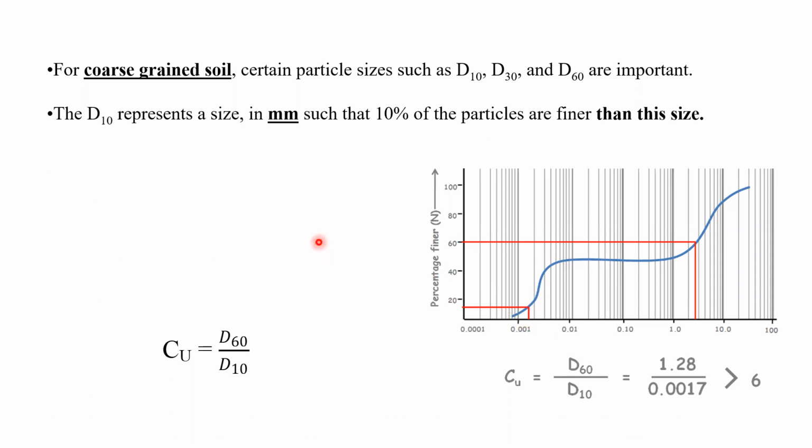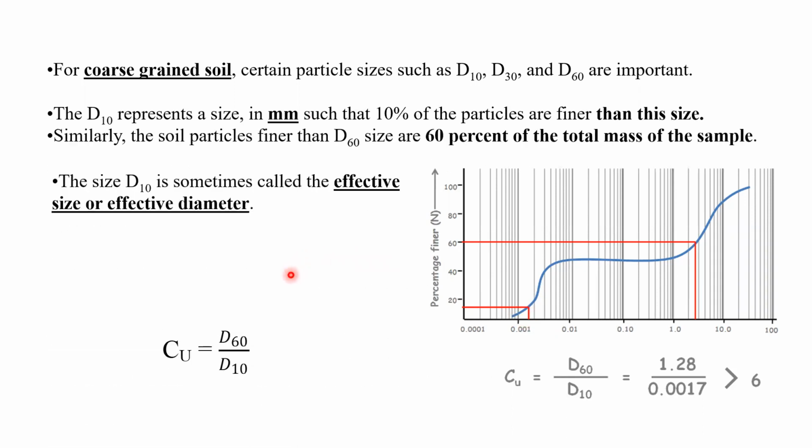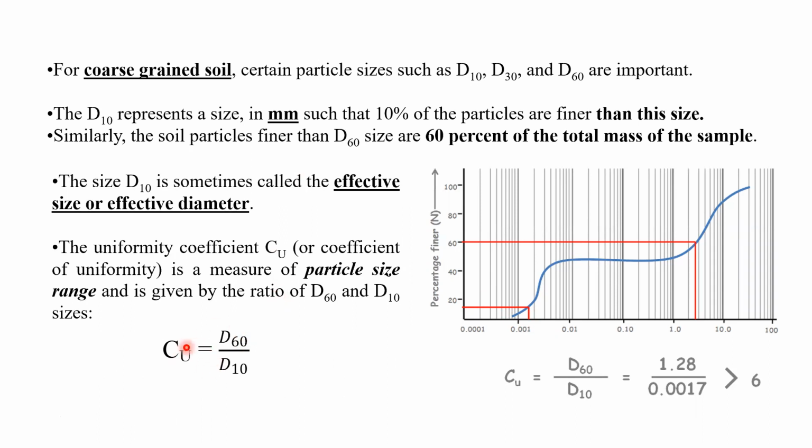So now we shall see some definitions. Coefficient of uniformity normally indicates the size of the particles, and we define it as D60 by D10. Suppose you get D60 equal to 2 mm and D10 equal to 0.01 mm, for example. So 2 mm divided by 0.01 mm will be the value of the coefficient of uniformity.